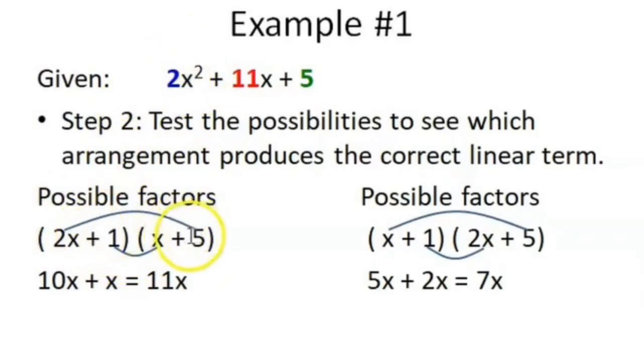Si 1 at saka si 5, sila po yung factors ni positive 5. Same also sa kabila. Si x at saka si 2x, factors ni 2x squared. So, i-test po natin sila. Itong dalawang possible arrangement kung saan sa kanila ang makaproduce ng linear term o yung middle term po natin.